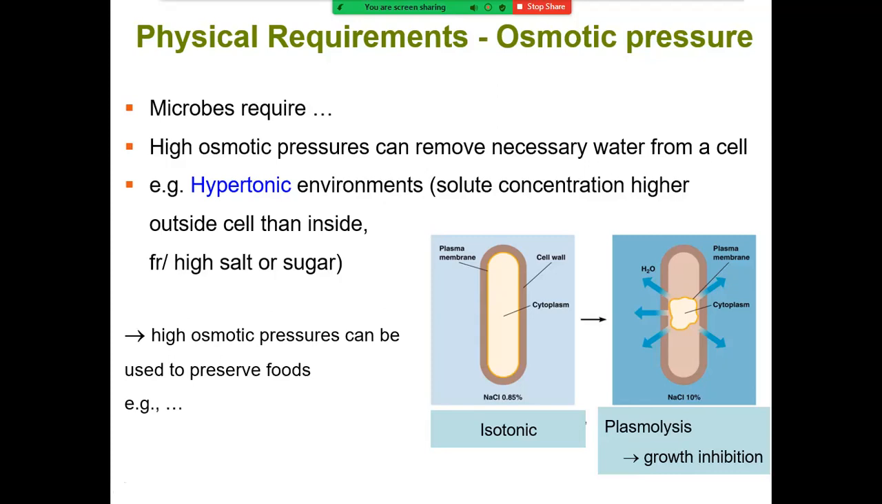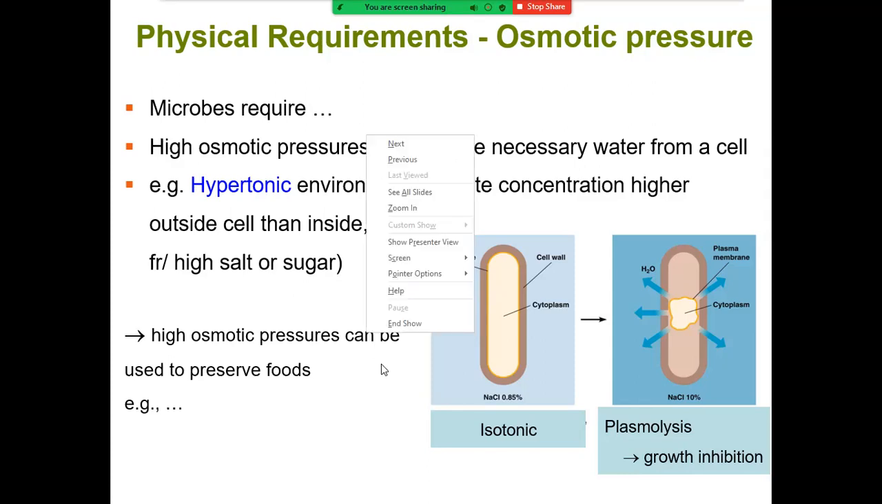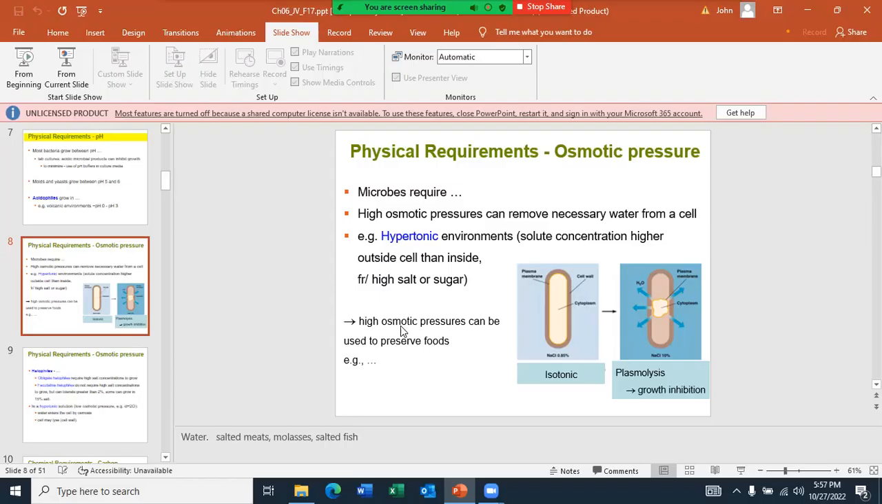There are organisms that prefer growing at high osmotic pressures, such as hypertonic environments. This would be the organisms growing in the Dead Sea, for example. They like to live and grow in a hypertonic environment. We can use high osmotic pressure to preserve food, such as molasses. That's why molasses can stay at room temperature for, well, years.